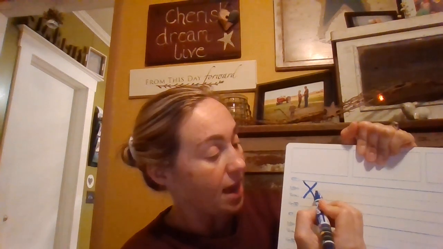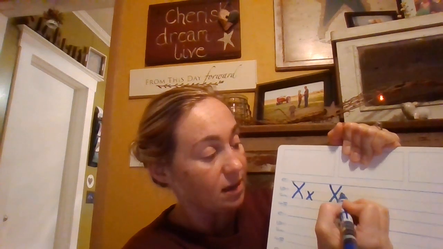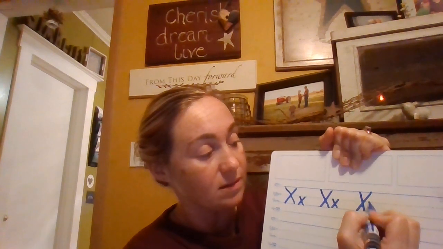Let's do letter X. Skyline to the grass, pick up my marker, then skyline to the grass, and of course they cross there at the plane. Lowercase x goes from the plane line to the grass. And I can say X, fox, x. X, fox.